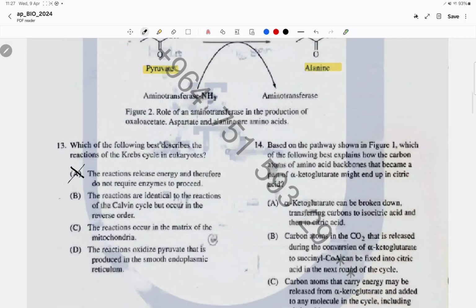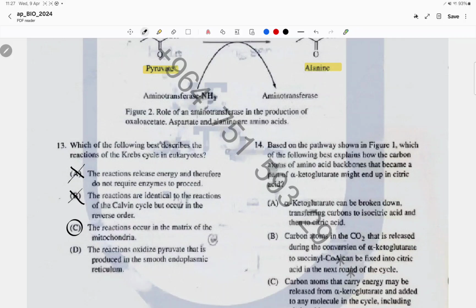So it's not A. The reactions are identical to the reactions of the Calvin cycle, but occur in the reverse order, very different. The Calvin cycle is just a different pathway completely. The Calvin cycle is building for you a glucose. The reactions occur in the matrix, that's true, right? The Krebs cycle occurs in the matrix of the mitochondria.